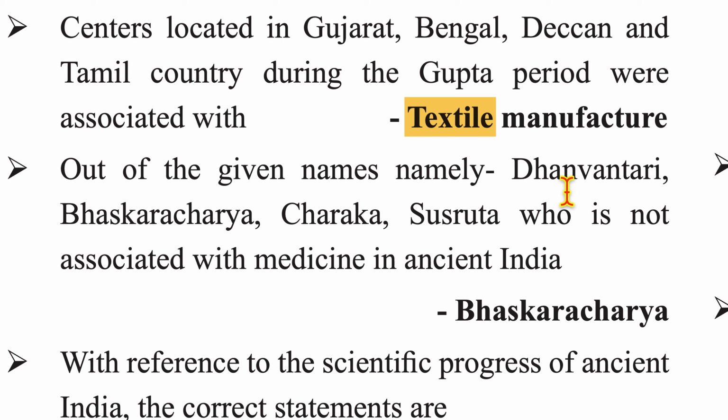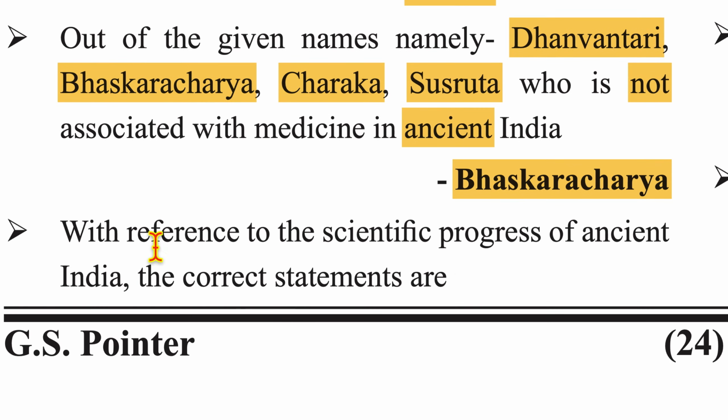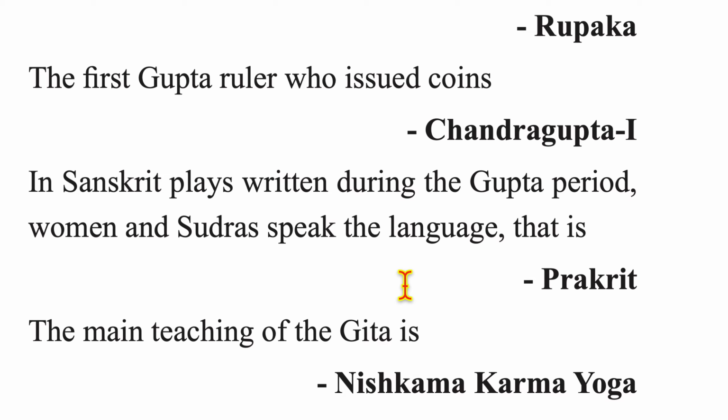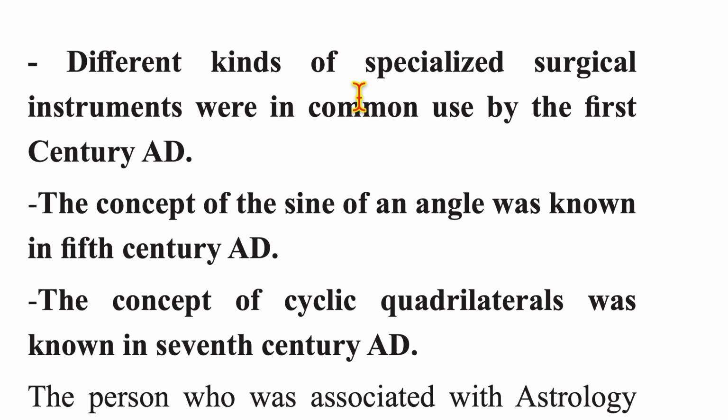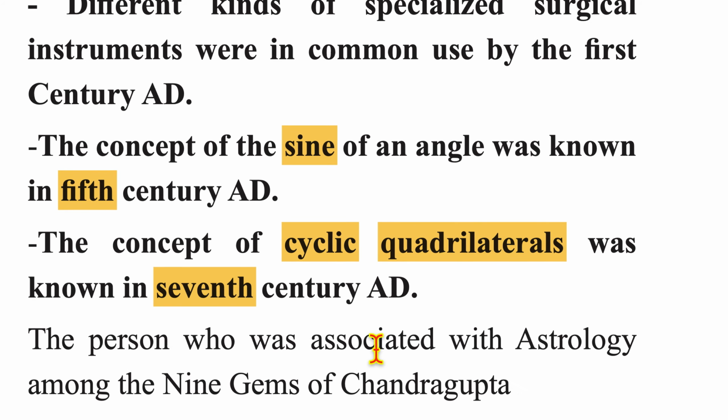Out of the given names, namely Dhanvantari, Bhaskaracharya, Charaka, and Susruta, who is not associated with medicine in ancient India? Answer is Bhaskaracharya. With reference to scientific progress of ancient India, the correct statements are: different kinds of specialized surgical instruments were commonly used by 1st century AD. The concept of sine of an angle was known in the 5th century AD. The concept of cyclic quadrilaterals was known in 7th century.